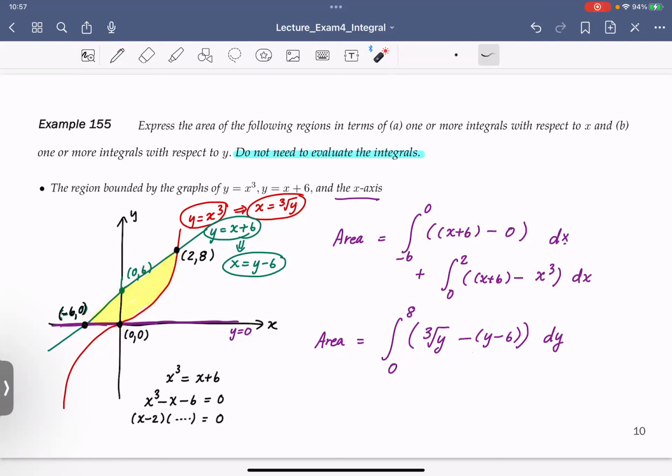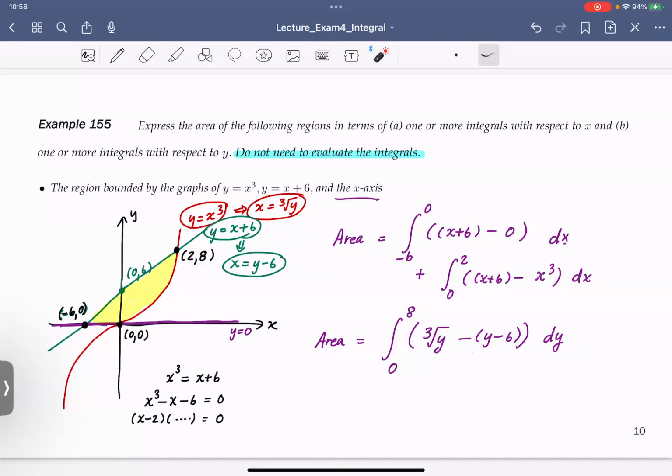If you understand the mechanism of this one, this chapter is going to be super easy for you, because basically what you're going to do is draw the picture, and then you need to know which one is on the top, which one is on the bottom, and then set up the integral.